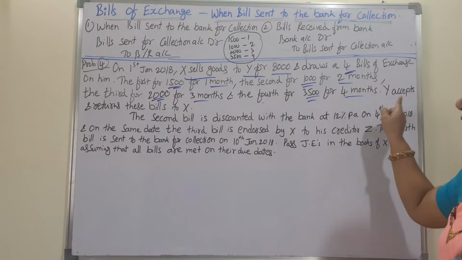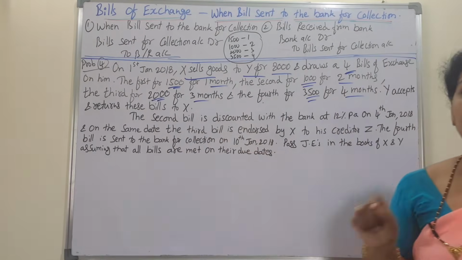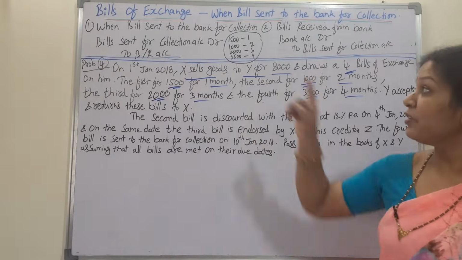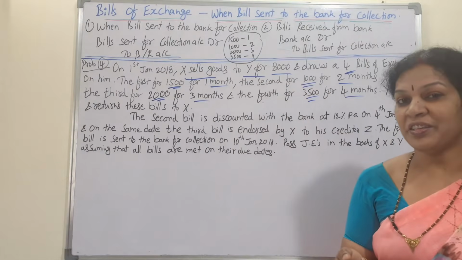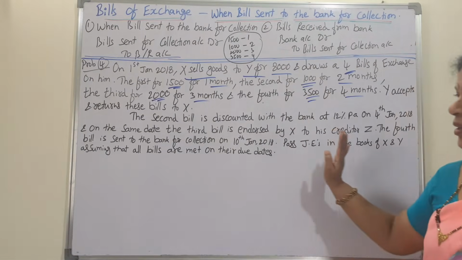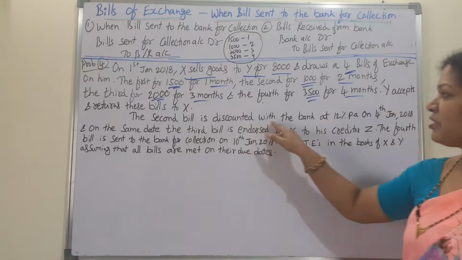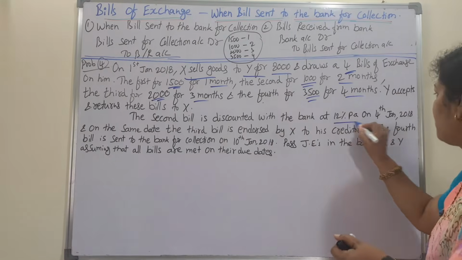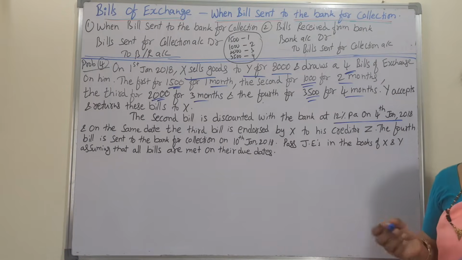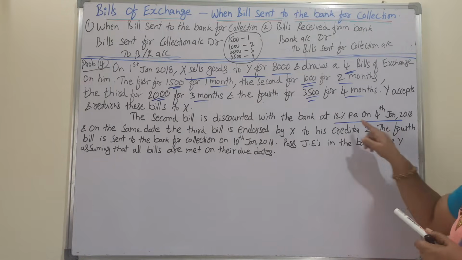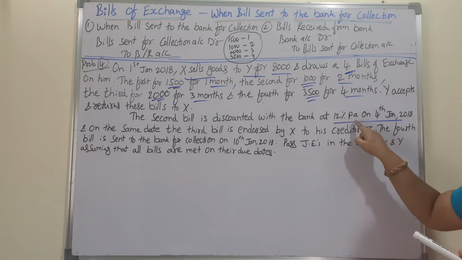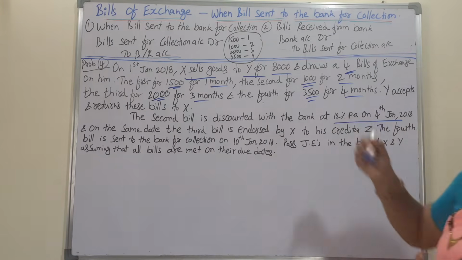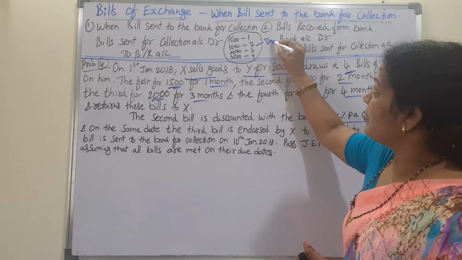Now this is over. Y accepted these 4 bills and returned them to X. After that, what happened? The second bill is discounted with the bank at 12% per annum on 4th January. Second bill means this one. This is discounted.